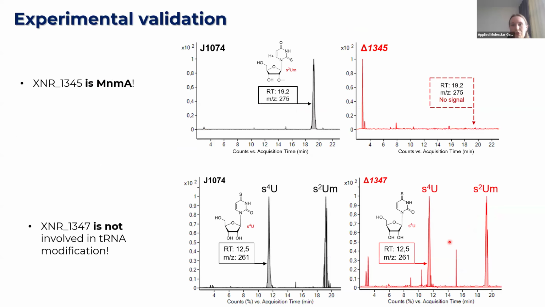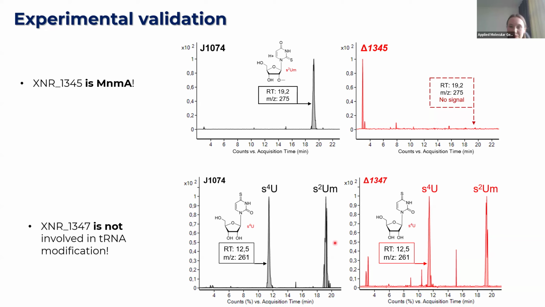Okay, and you need to remember that bioinformatics is a powerful tool, but it only gives us hypotheses to test. So we analyzed the tRNA modifications in knockout strains, and LC-MS analysis revealed the absence of the s2U modification in the strain lacking the 1345 gene. We can see a peak in the wild type, but no peak in the mutant strain. And we can confidently say that this gene encodes the MnmA enzyme involved in s2U biosynthesis.